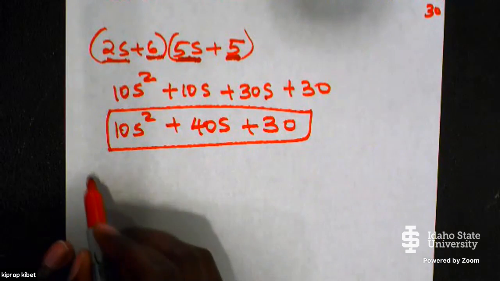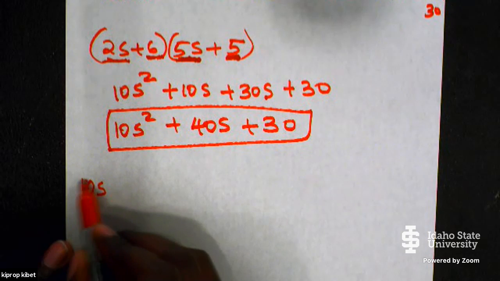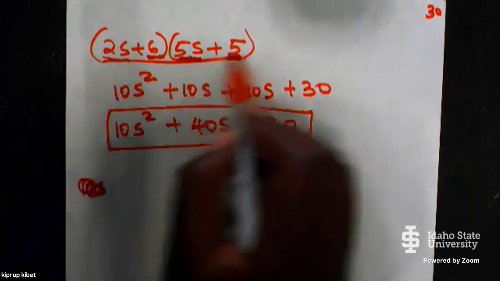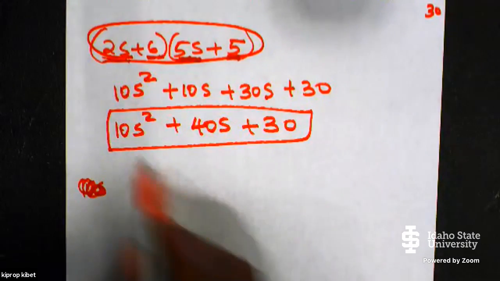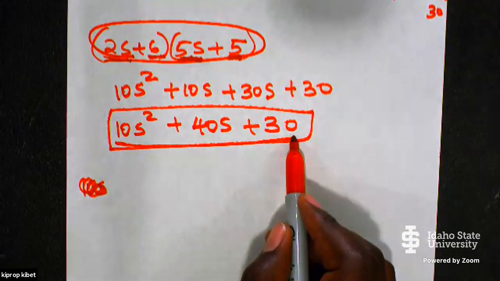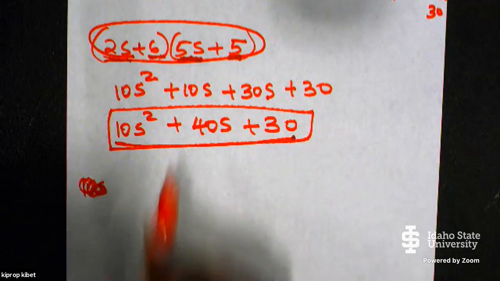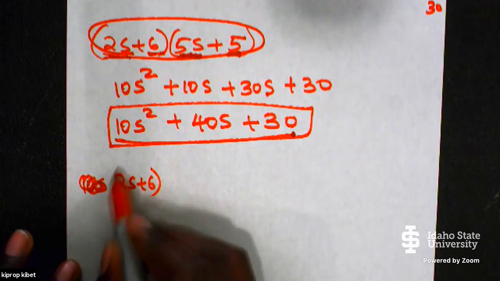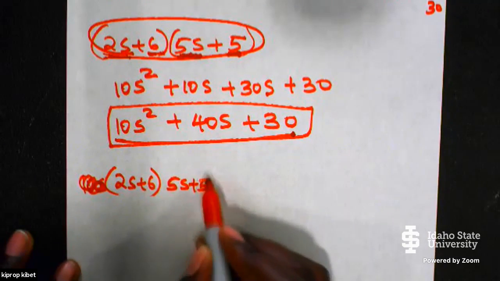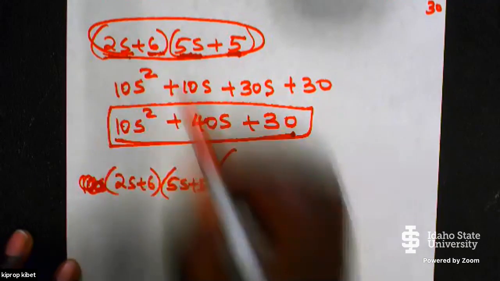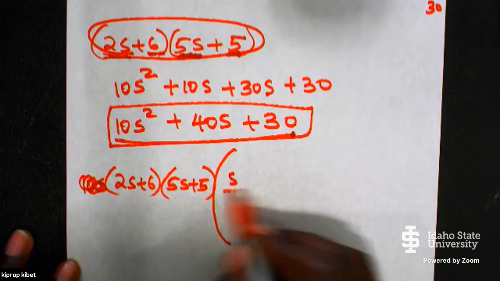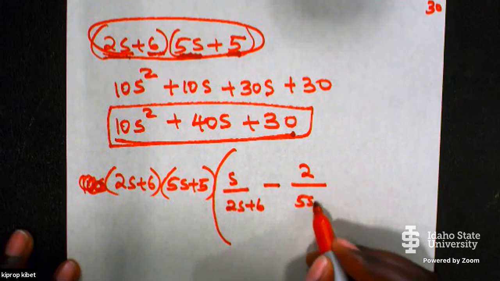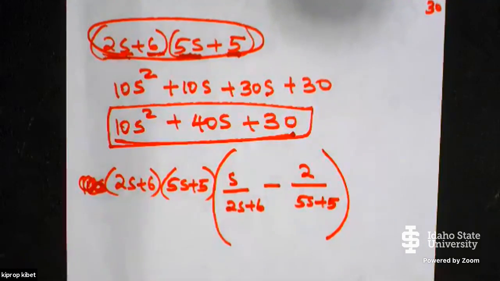So we come here, you multiply. Because we have known that this is the same as this one, okay? So what you do, you can come here and say 2s plus 6 times 5s plus 5. Multiply this by what? This one. So s over 2s plus 6 minus 2 over 5s plus 5. Okay?